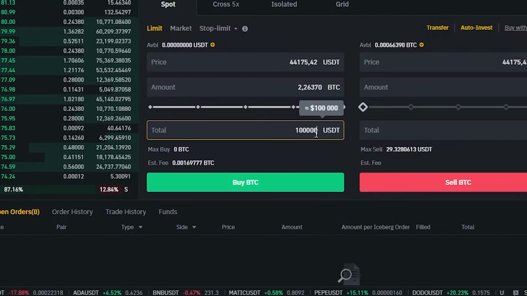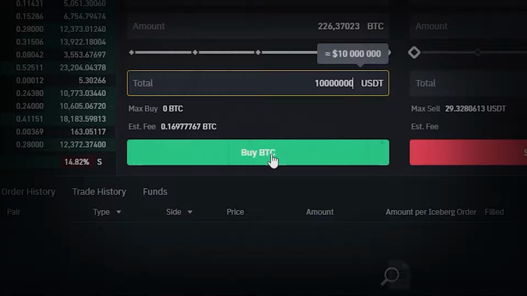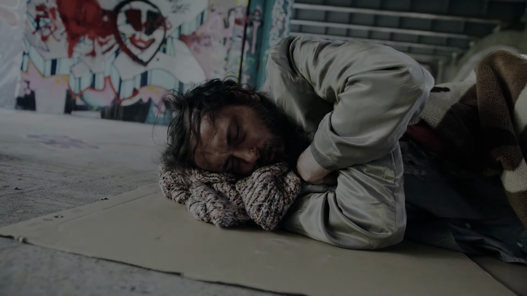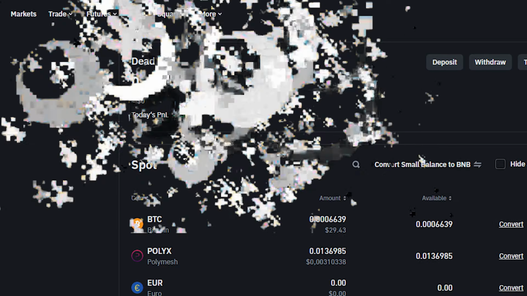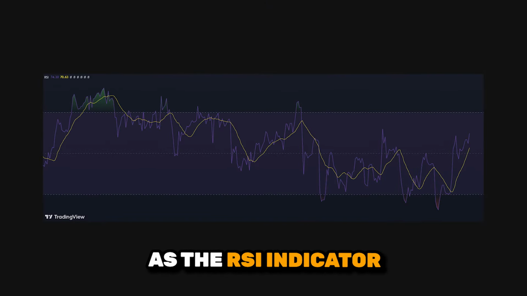Before you enter a trade with all of your money on the first FVG you see, we recommend using other indicators as confirmation so you don't blow up your trading account. You could use something as simple as the RSI indicator.